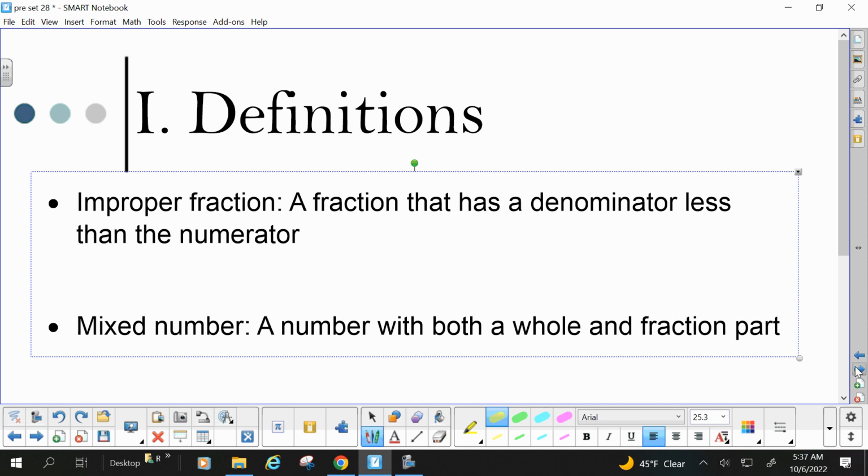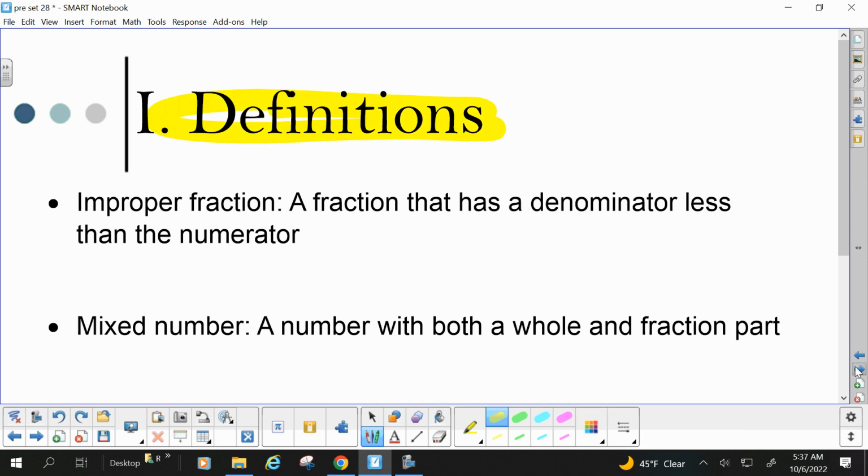First of all, I need you to know what these two terms mean. An improper fraction is a fraction whose denominator is less than or equal to the numerator. Put an example or two down. 5/4. You can see the denominator, which is the bottom number, is less than the numerator. That's an improper fraction. Sometimes you can leave your answer improper, sometimes not.